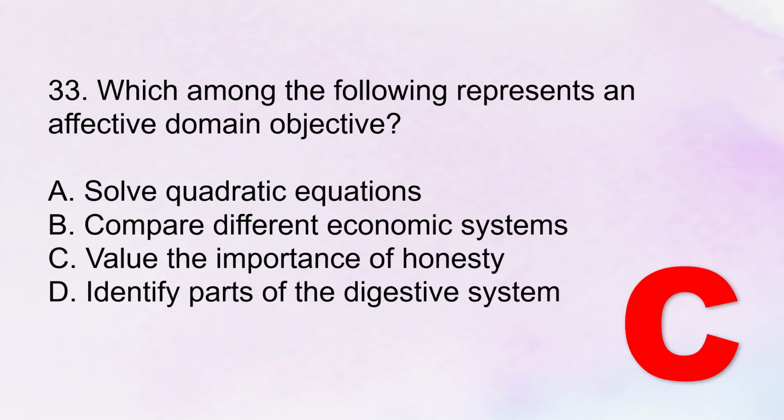The correct answer is letter C. Value the importance of honesty. So the word value targets the affective domain, so dealing with attitudes and emotions. So that is why this one represents the affective domain objective. So the other choices are all cognitive domain.